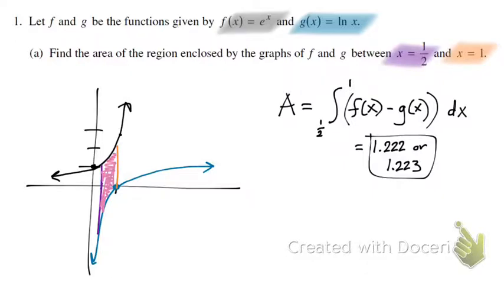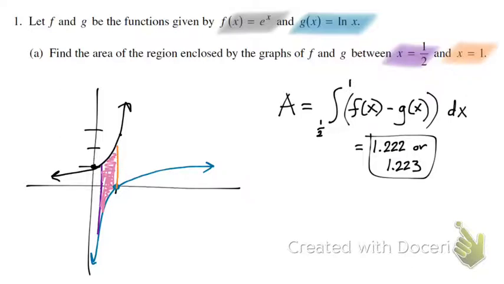So this is the answer I got when I did the integral of f of x minus g of x, which is e to the x minus ln of x, from 1/2 to 1. I got 1.222 if you truncated the answer, or 1.223 if you rounded the answer. You don't need to put both of them on there.